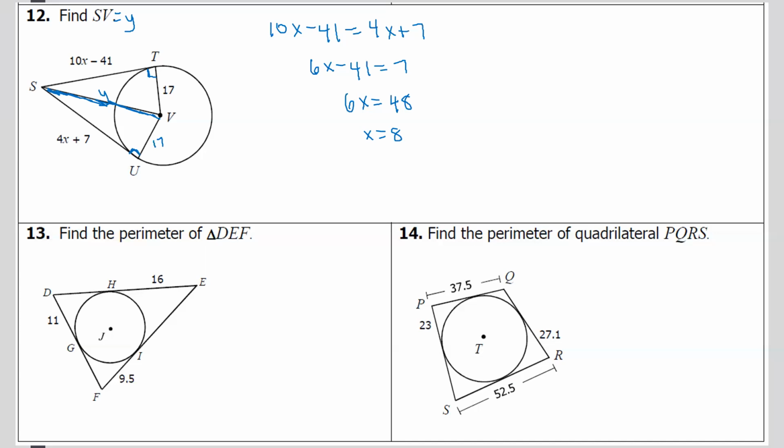I'm going to take that 8 and plug it in for either one, really. 10 times 8 is 80, minus 41 is 39. You could have done that for SU and been the same thing. Okay, now we want to actually find SV. That's going to be our final answer here.